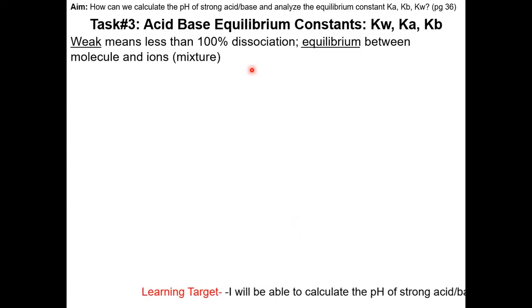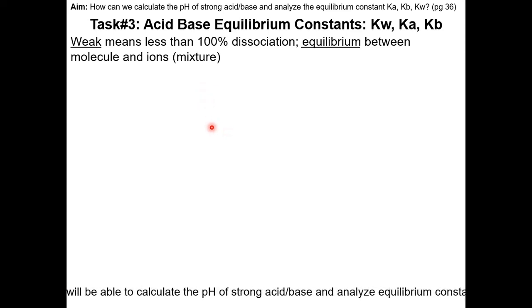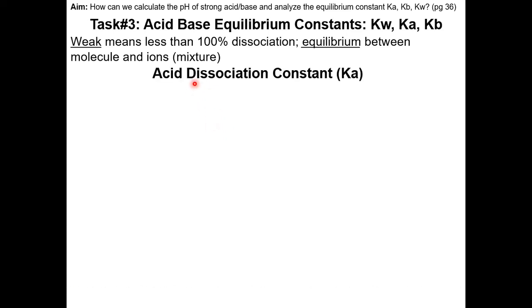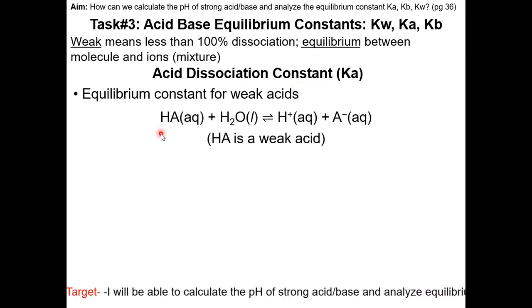Since in weak acids and weak bases there is equilibrium between the molecules and ions, we can write the equilibrium constant for the weak acid and weak base. Let's first write the equilibrium constant for a weak acid. This is known as the acid dissociation constant, Ka.